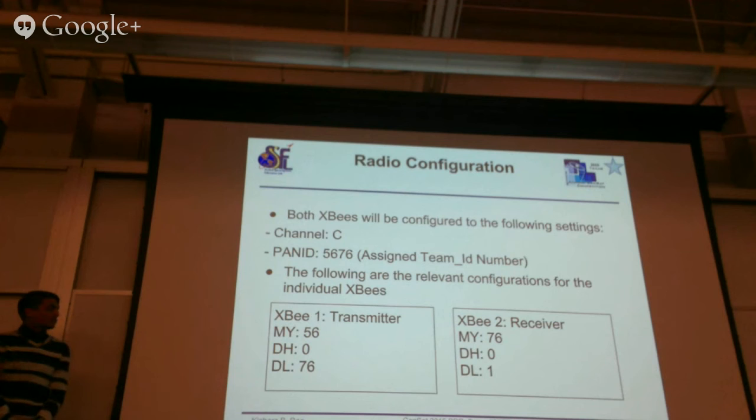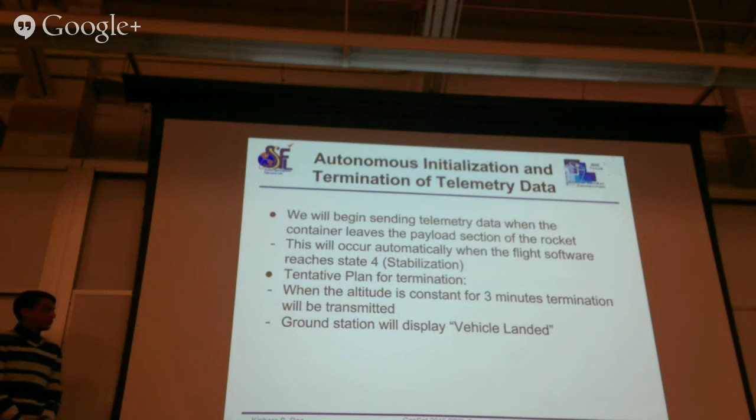So the radio configuration, as per competition guidelines, the PAN ID will be our assigned team number, 5676, and it will be on channel C. The specific requirements for the XBees are autonomous initialization of the data. This will happen automatically when flight software reaches state 4, stabilization. We begin sending data, and then we're going to terminate telemetry when altitude is constant for 3 minutes and we pass the threshold, and when the threshold is reached, the telemetry will stop.